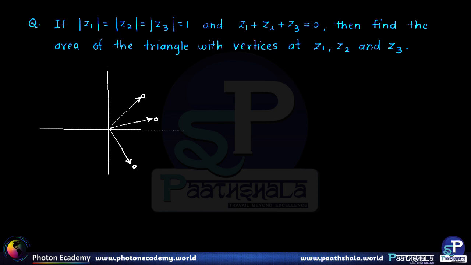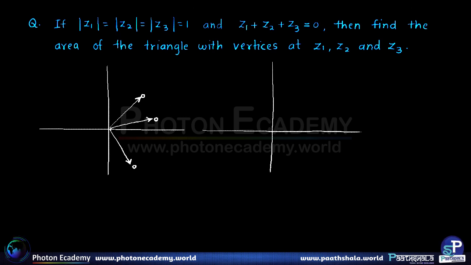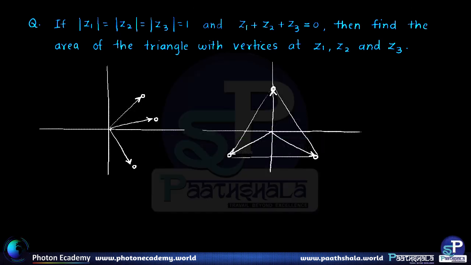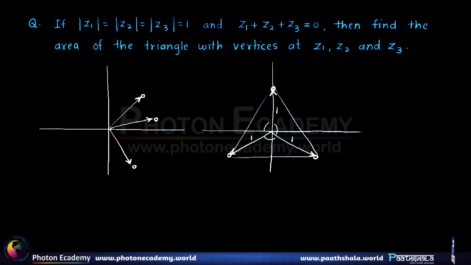By a little guessing, it is not difficult to see that the three complex numbers must form the vertices of an equilateral triangle, right? Because since all are equally aligned to each other, and since they are of the same magnitude, their vector sum will obviously be 0. Here are the distances as shown here. So we have to find the area of this particular equilateral triangle.